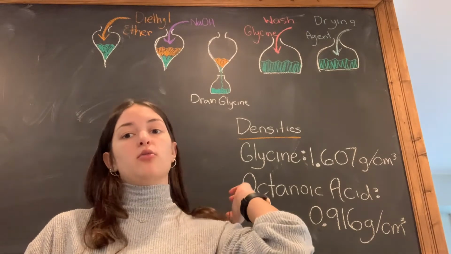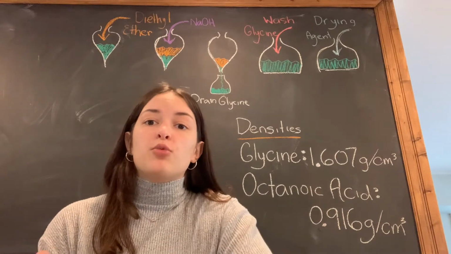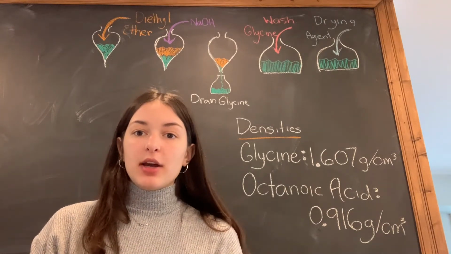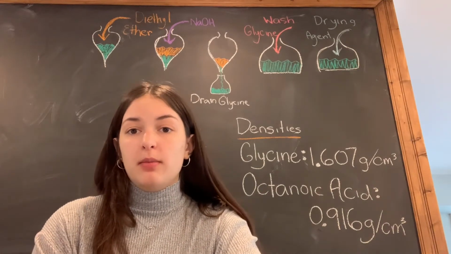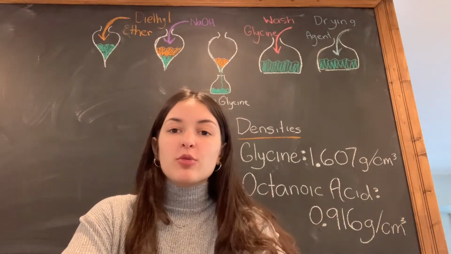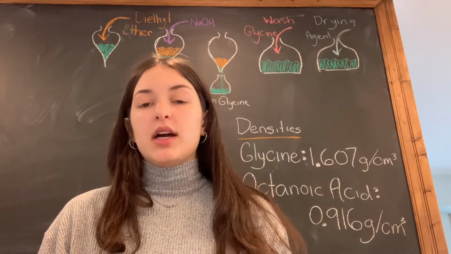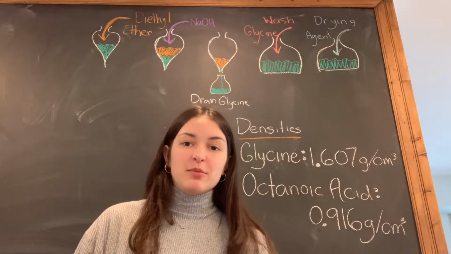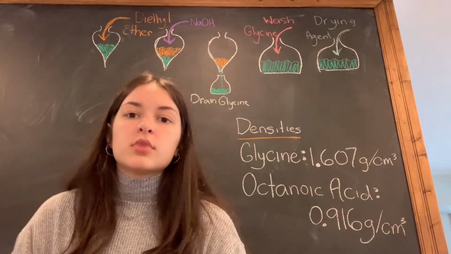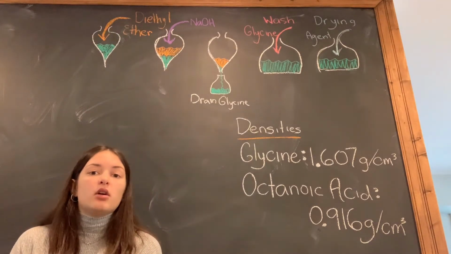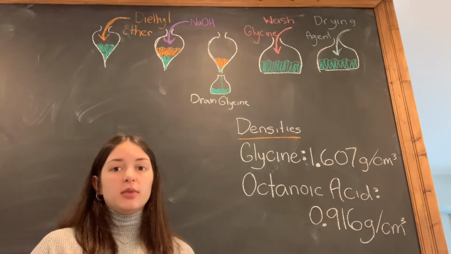So in this scenario, we're going to add a base, NaOH, and we hope that that will react with the octanoic acid layer. So ideally, the proton will be removed from the OH group on octanoic acid, and that will render the molecule as ionic, which will increase the polarity of it because it now has an ionic charge on it. So glycine is actually a lot denser than octanoic acid, as I have shown here, so we do expect to see it on the bottom layer of the 2.